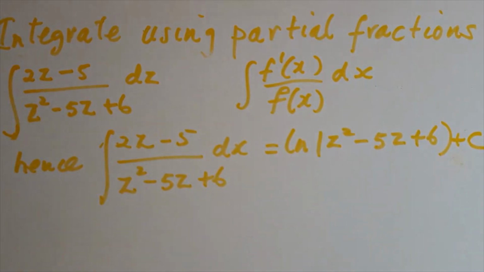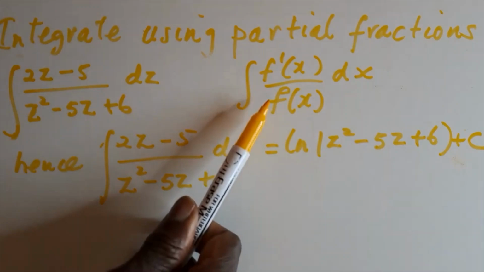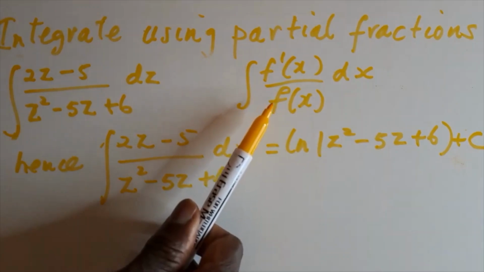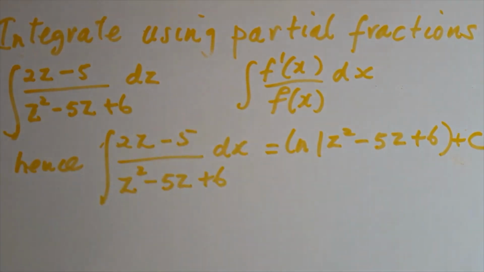So there we have it. One of the key things to solve one of these problems is to identify which category it falls into. And we can clearly see if we differentiate the denominator, we'll get what we have in the numerator. And that falls into families of integrals of this form, which allows us to express it as ln of the denominator.